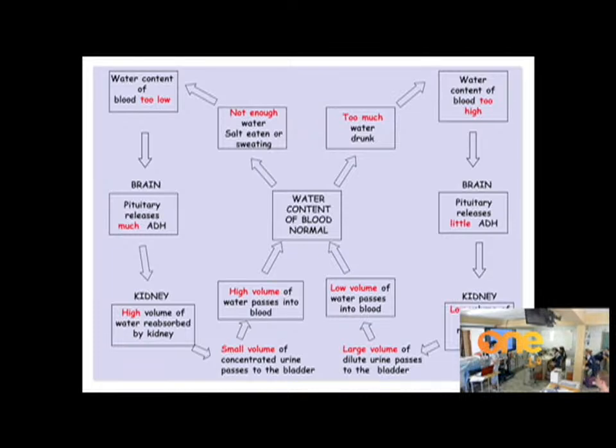You drank a lot of caffeine-rich drinks. You drank coffee or Reboost or whatever, these high caffeine drinks that we are drinking. And the water content is low. In the hypothalamus, it will be detected by osmoreceptors. Pituitary gland, posterior pituitary gland, releases the ADH, high volumes of water are reabsorbed, small volumes of concentrated urine, and it is normal again.